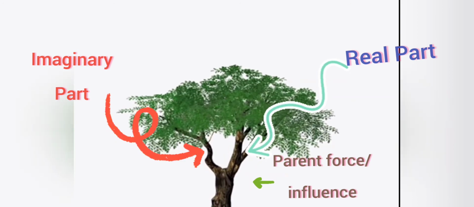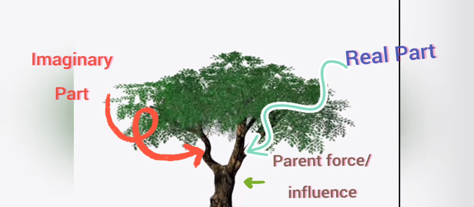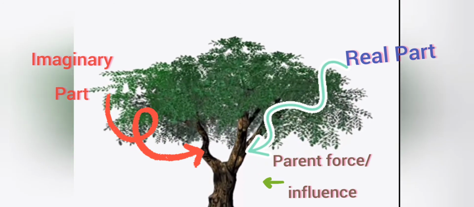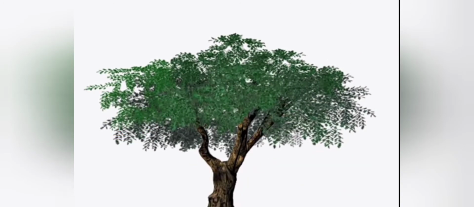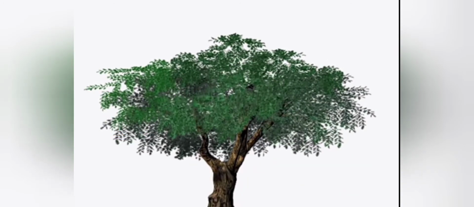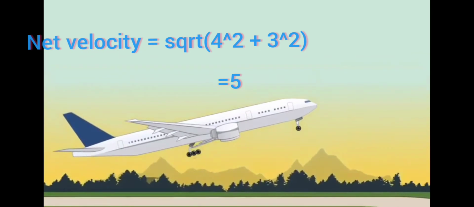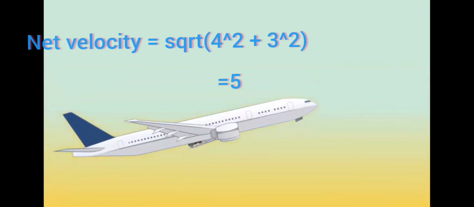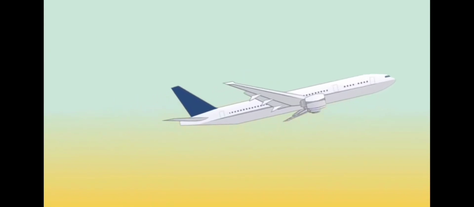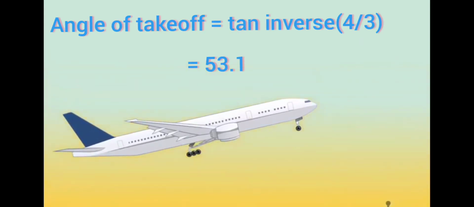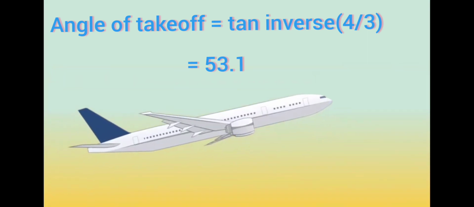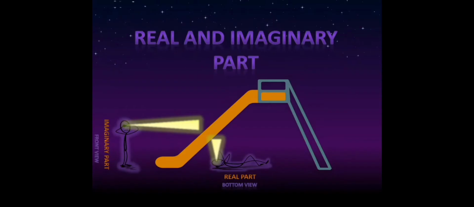Complex numbers come whenever a parent influence or a parent force gets divided into two parts. One part is called the real and the other the imaginary part. The net velocity in this case is the square root of the imaginary part squared plus the real part squared, and the angle of takeoff will be equal to tan inverse of 4 divided by 3, that is, imaginary upon real part.